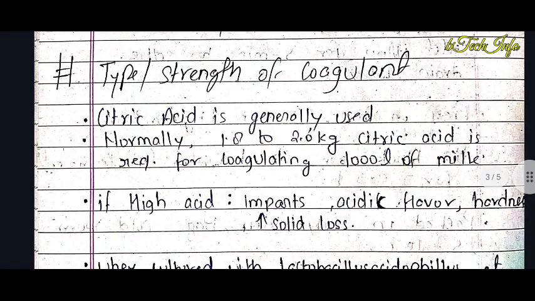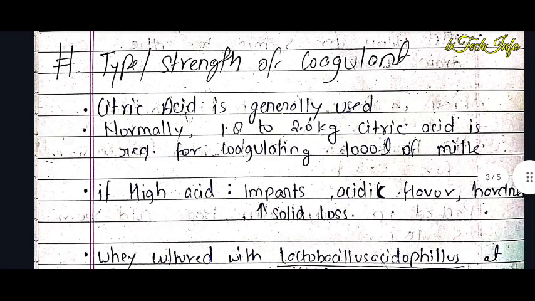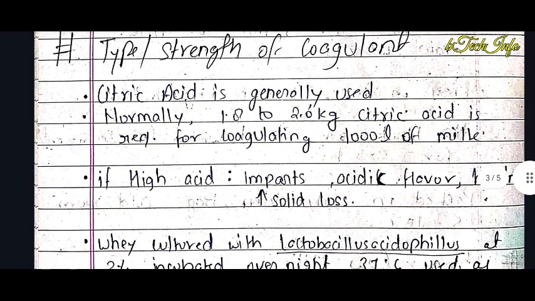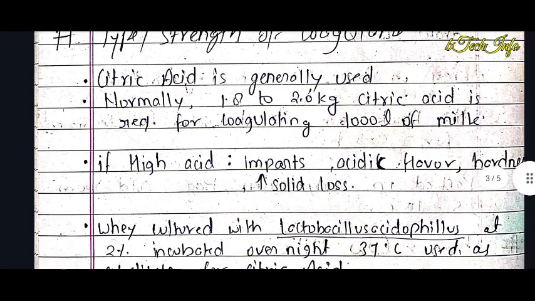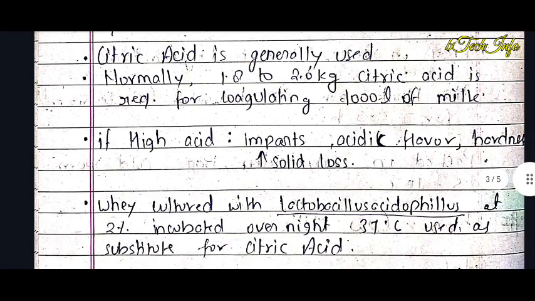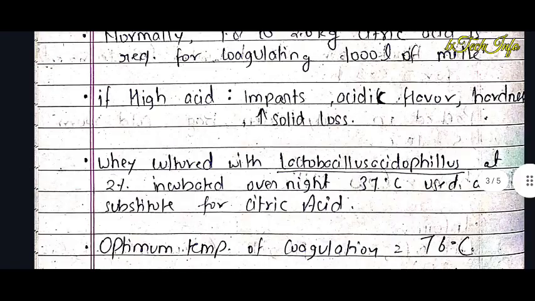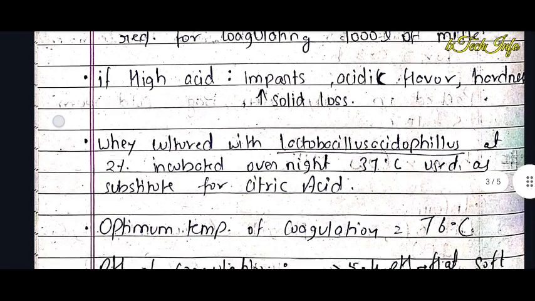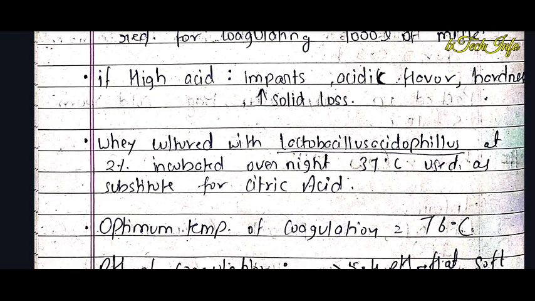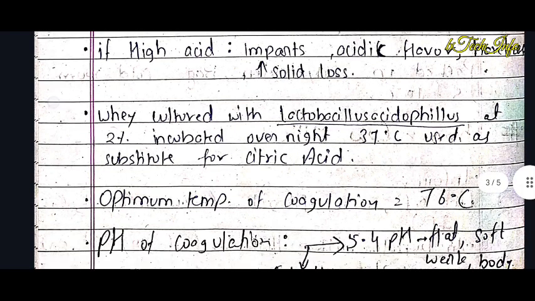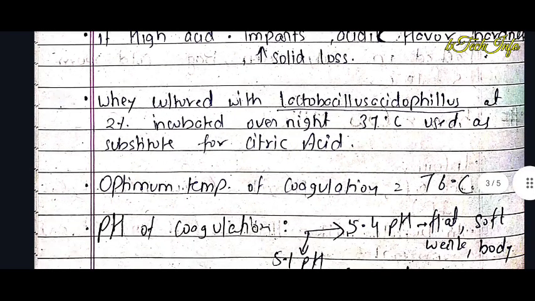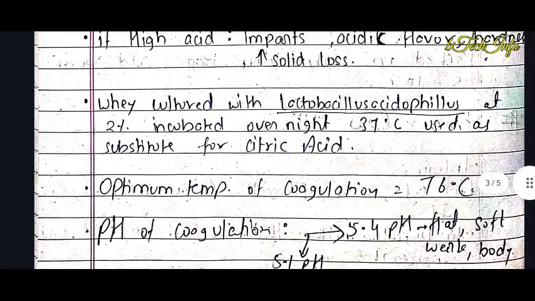Now citric acid is generally used. Normally 1.8 to 2 kg of citric acid is required for coagulating 1000 liters of milk. High acid imparts acidic flavor, hardness, or more solid loss, so we should not use high acid. Now whey cultured with Lactobacillus acidophilus at the rate of 2%, incubated overnight at 37 degrees Celsius, is used as a substitute for citric acid.